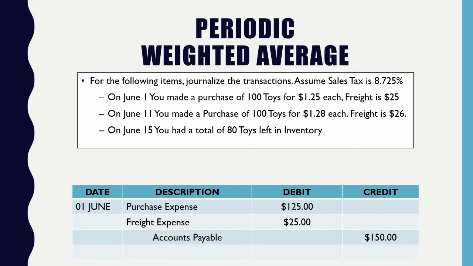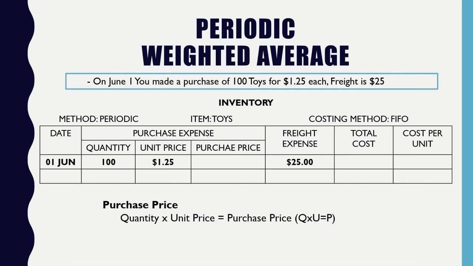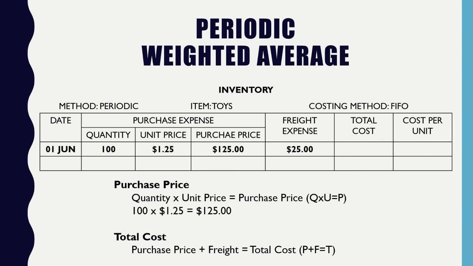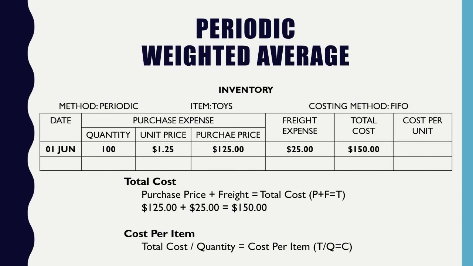So our example here is where on June 1st, we made a purchase of 100 toys at $1.25. So here we have purchase expense and freight expense, and depending on how you paid for it is your total. Now we're going to apply it to our inventory worksheet. Quantity times the unit price gives you the purchase price. If we add our freight, that gives us our total cost.